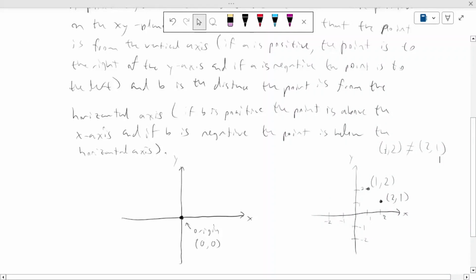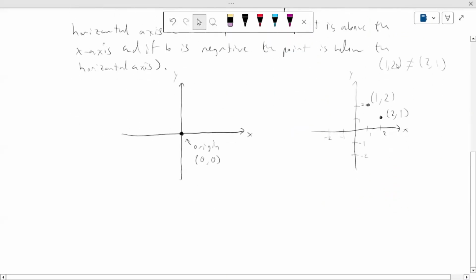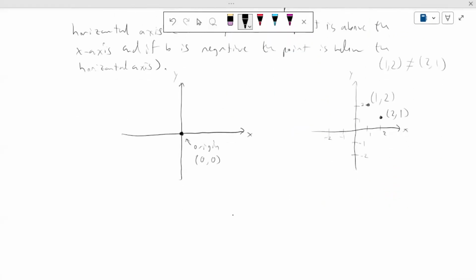This first number tells you how far away you are from the y-axis, your vertical axis. This number tells you how far away you are from your horizontal axis. Okay, I'm going to stop saying that. I'm going to say this tells you your x position and this tells you your y position. It's just easier to say. So there's your x coordinate, there's your y coordinate. So then 1, 2 is not the same thing as 2, 1, and that's why these are called ordered pairs, because the order matters. Since 1, 2 is not the same thing as 2, 1, clearly they're different things, so the order matters.